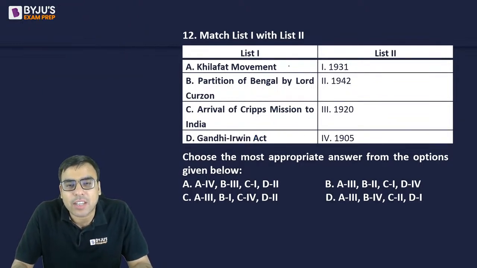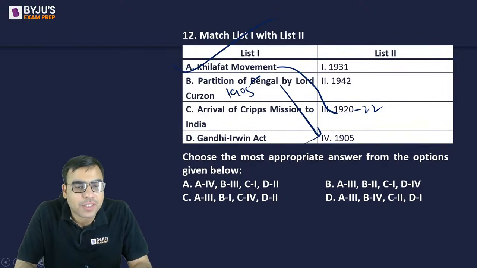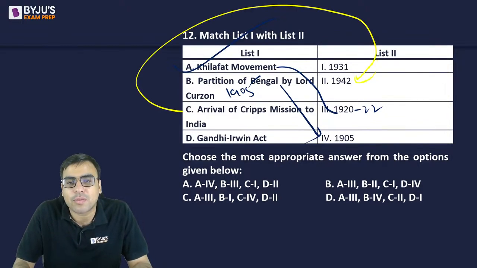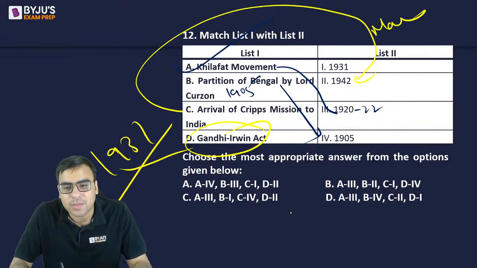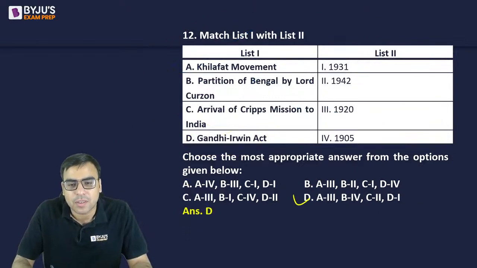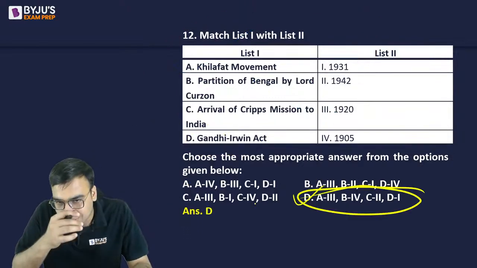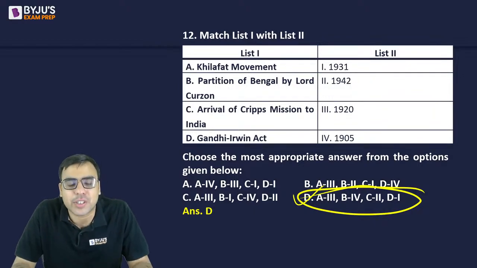देखो, Khilafat movement actually happened from 1920 to 1922. So, A is the right answer, जिसको non-cooperation movement कहते हैं. Partition of Bengal, 1905. So B का 4. Arrival of Cripps mission actually happened in March 1942, and Gandhi-Irwin Pact was signed in 1931. ठीक है. So मैच कराओ. A का 3, B का 4, C का 2, D का 1. ठीक है. So this is the right answer. Yes, Shivani Mishra, you were right. D is the right answer to this question.